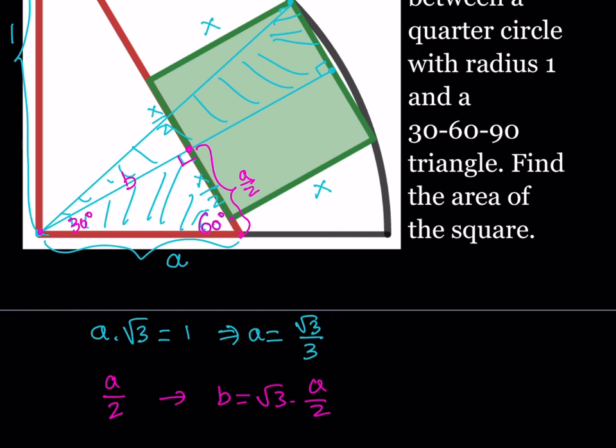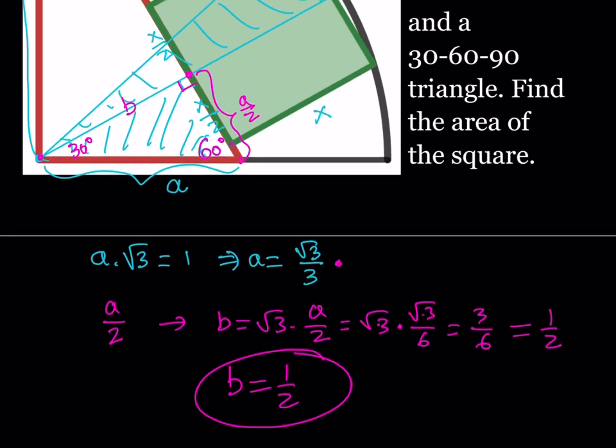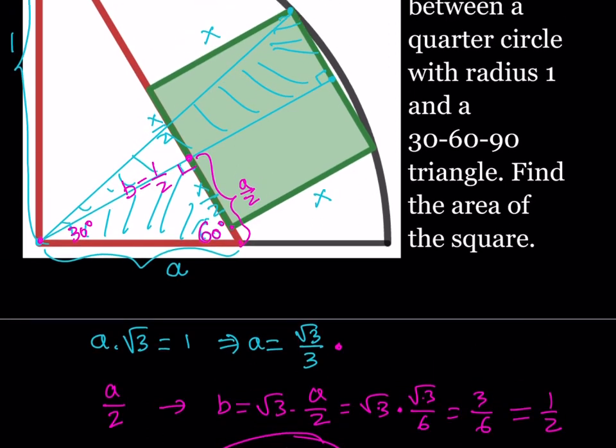Okay, that's it. But what is half of the shorter leg? Well, half of the shorter leg is just going to be half of square root of 3 over 3 from here, and that's going to be square root of 3 over 6. When you multiply root 3 times root 3, that's 3 over 6, and this is 1/2. So b is equal to 1/2. Nice. Okay, what's that supposed to mean? It means that b is equal to 1/2. Significant, right? Okay, cool. So b is 1/2, and this is also x. Notice that? And this is half of x.